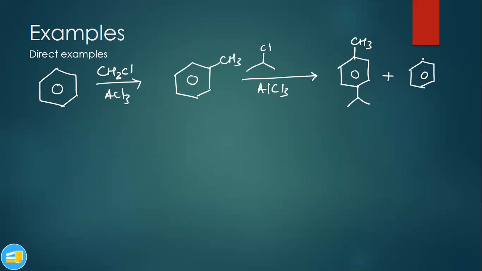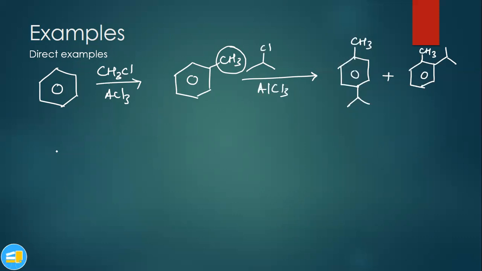And the discussion of why this happens will be done in the next lecture, where we will study directive influences of the groups attached at the benzene ring. That is, if a group is already attached at the benzene ring, how will it affect the attachment of the coming electrophile to the ring? That we'll discuss in the next video. But you can understand that obviously substitution is not possible at every position. How it is not possible will be discussed later on.